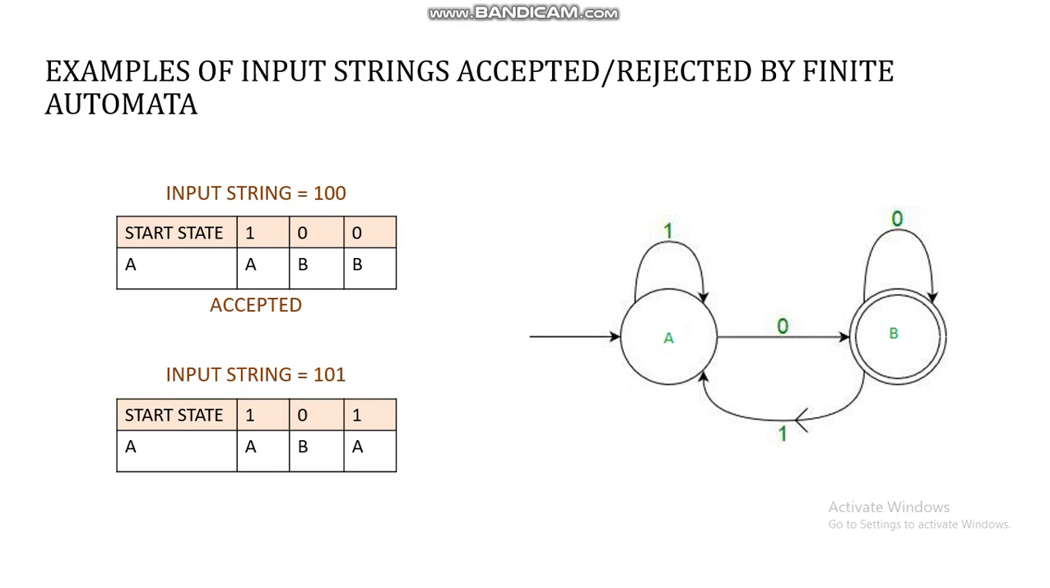The last input that the finite automata receives is 1 again, and the state is currently B. And as we can see from the diagram, when the finite automata is in state B and it receives an input of 1, the state changes from B to A. However, the state A is not the final state of the finite automata, which is why the given input string 101 is rejected.